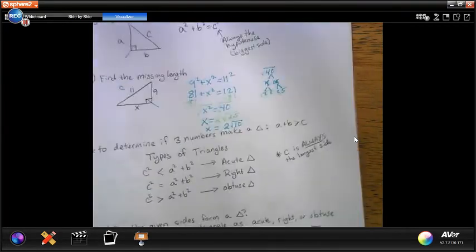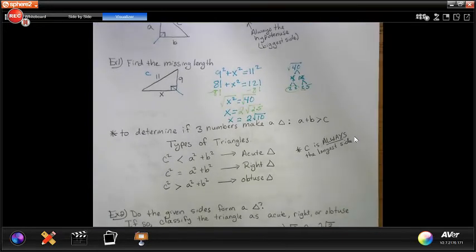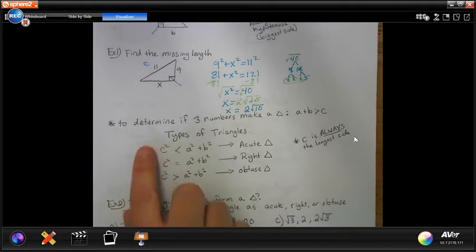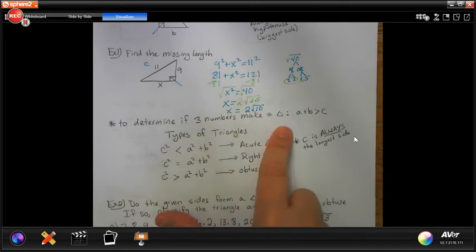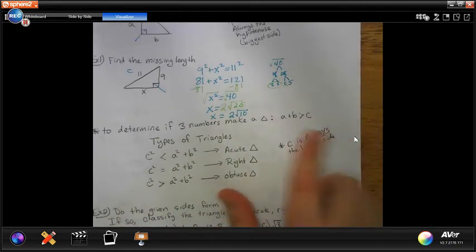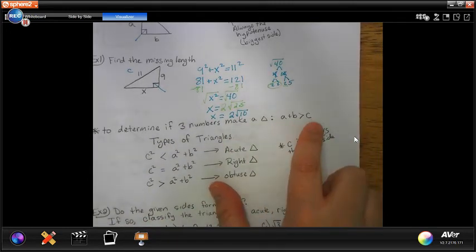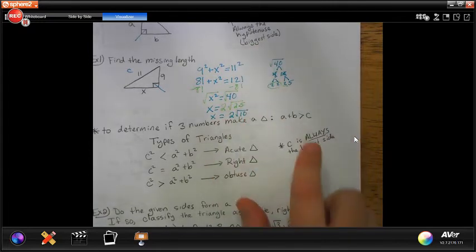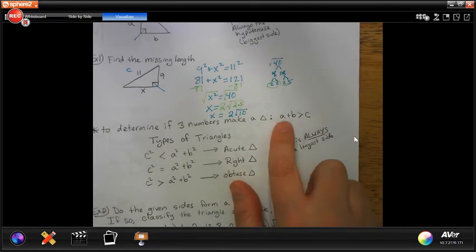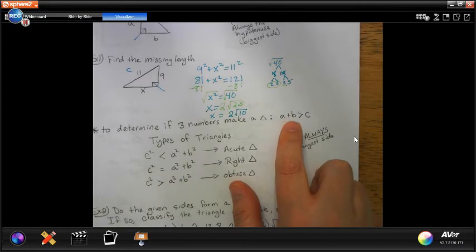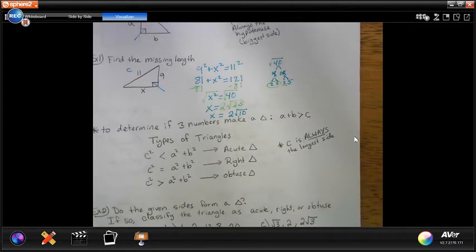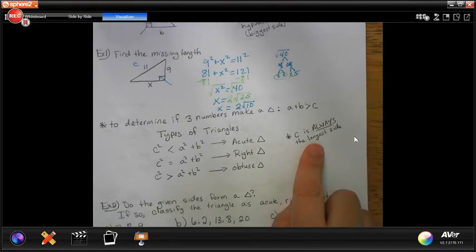Alright, back to the actual lesson. The new stuff. Okay. So determine if 3 numbers make a triangle. You take the 2 smaller numbers. Remember, C is always the biggest side. Okay? C is the biggest side. So you take the 2 smaller numbers and they have to add to greater than the third number. C is always the longest side.